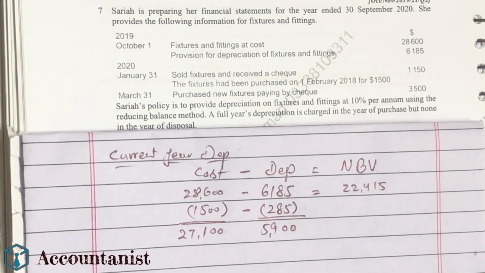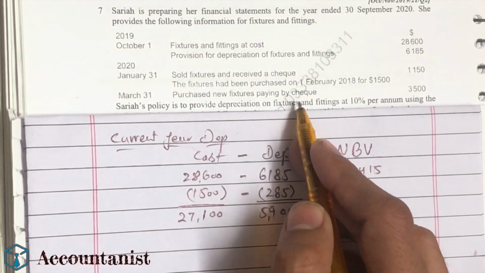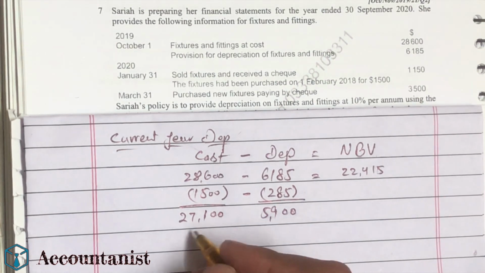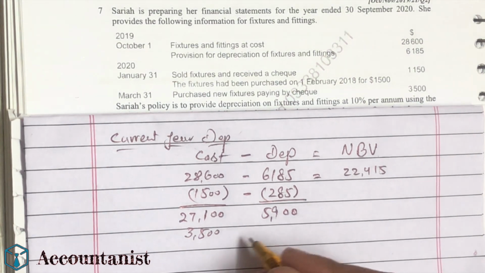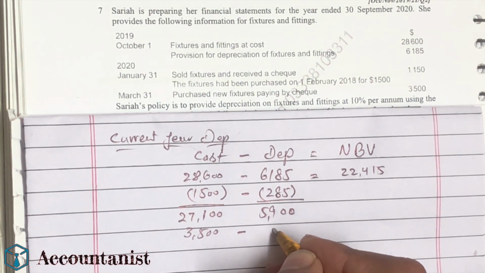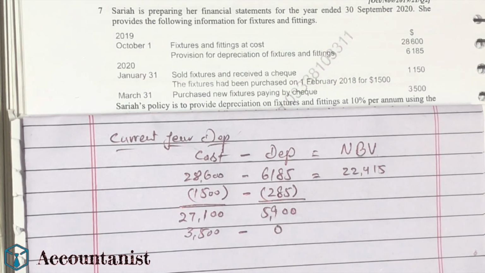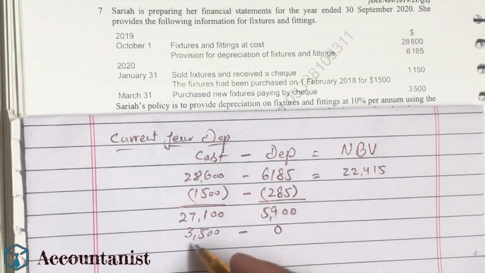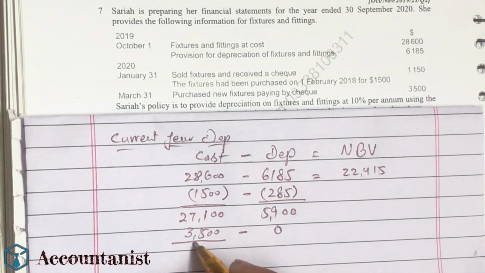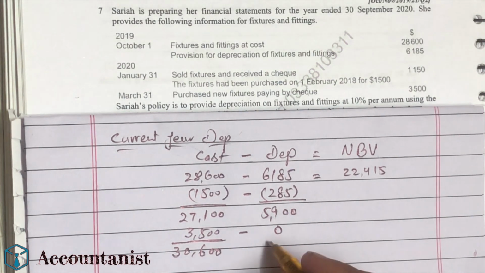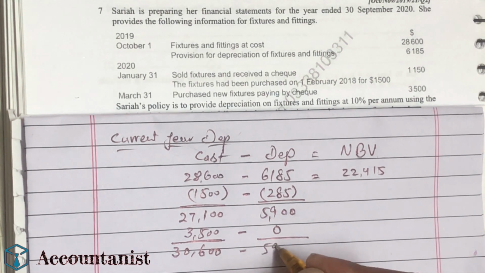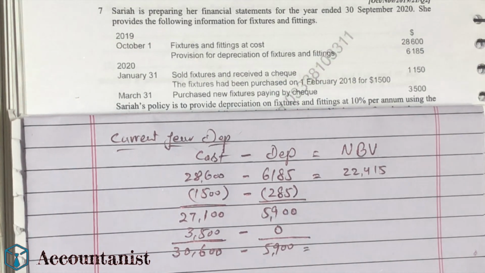And now after that, I have purchased a new asset, that's the fixture, at a cost of 3,500. So 3,500 I will add up into the cost. As there is no previous depreciation of this asset, I have nothing to add here in my depreciation, or nothing to deduct. So now the total assets that I have, including the previous and the new assets, gives me the total of 30,600. And the value of the depreciation that I have to deduct to get the net book value is 5,900.